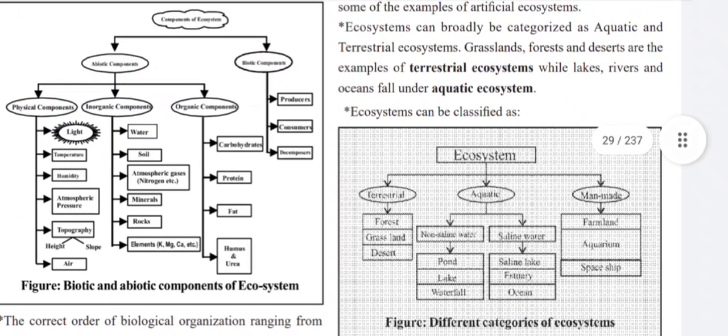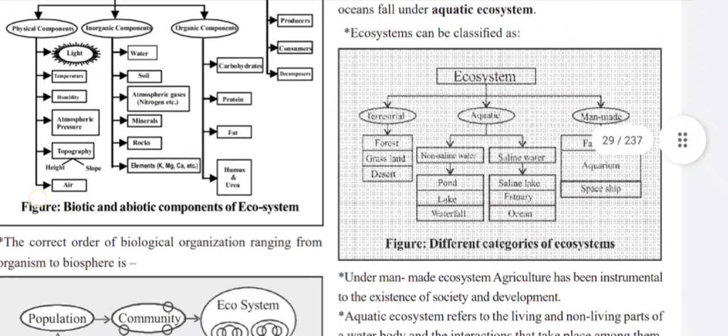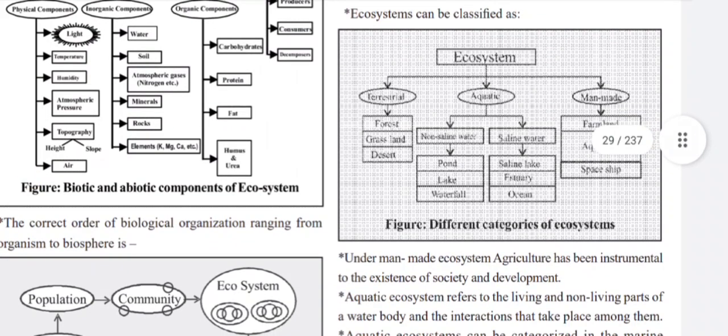Ecosystems can broadly be categorized as aquatic and terrestrial ecosystems. Grasslands, forests and deserts are examples of terrestrial ecosystems, while lakes, rivers and oceans fall under aquatic ecosystems. Ecosystems can be classified as terrestrial, aquatic and man-made. Terrestrial ecosystems: forests, grasslands and deserts. Aquatic ecosystems: non-saline water and saline water. Non-saline water: pond, lake, waterfall. Saline water: saline lake, ocean. And man-made ecosystems: farmland, aquarium and spaceship.